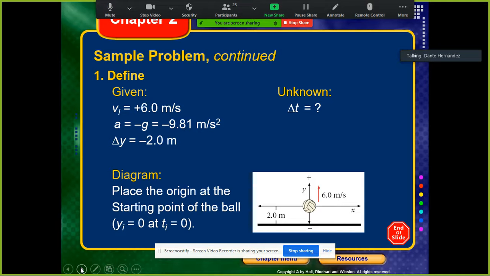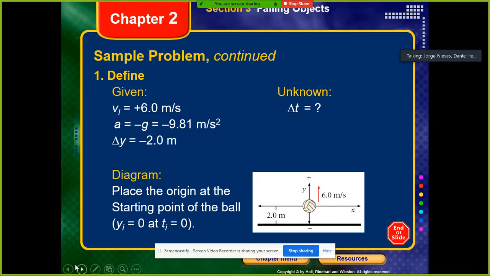Okay, tiene que ponerle mute. Se escucha un revolú por ahí. Dante, ponle mute.